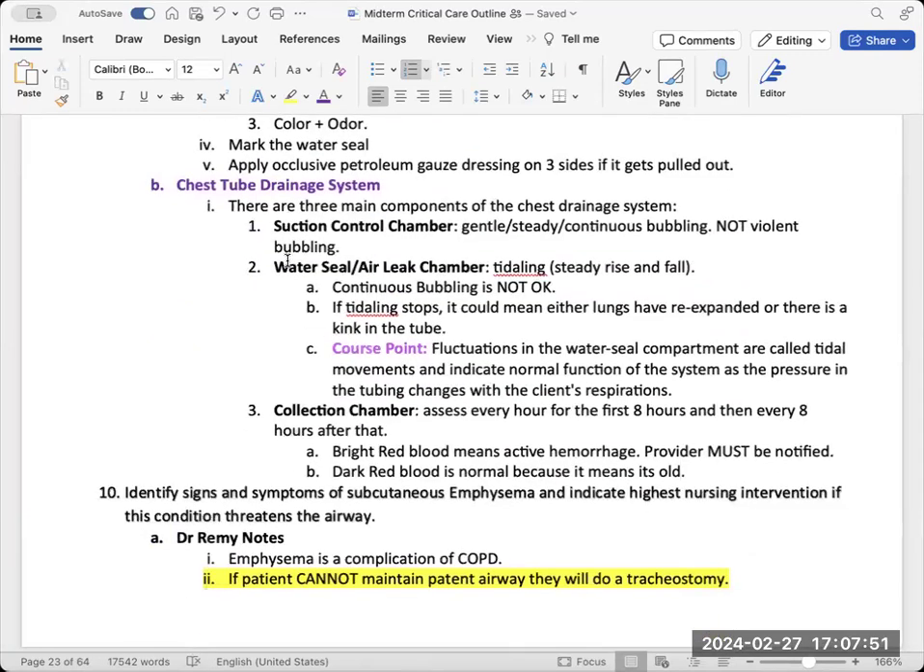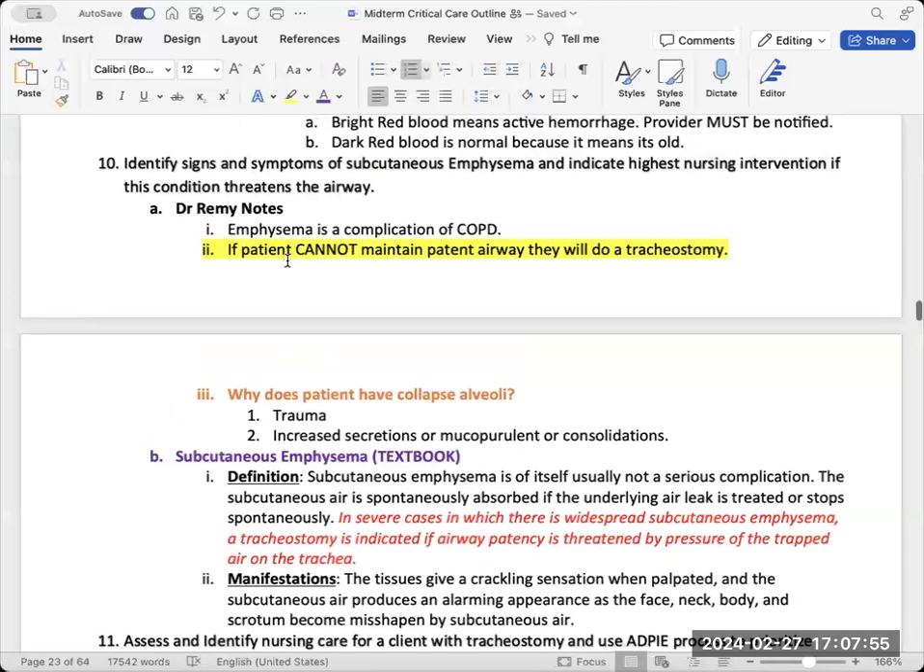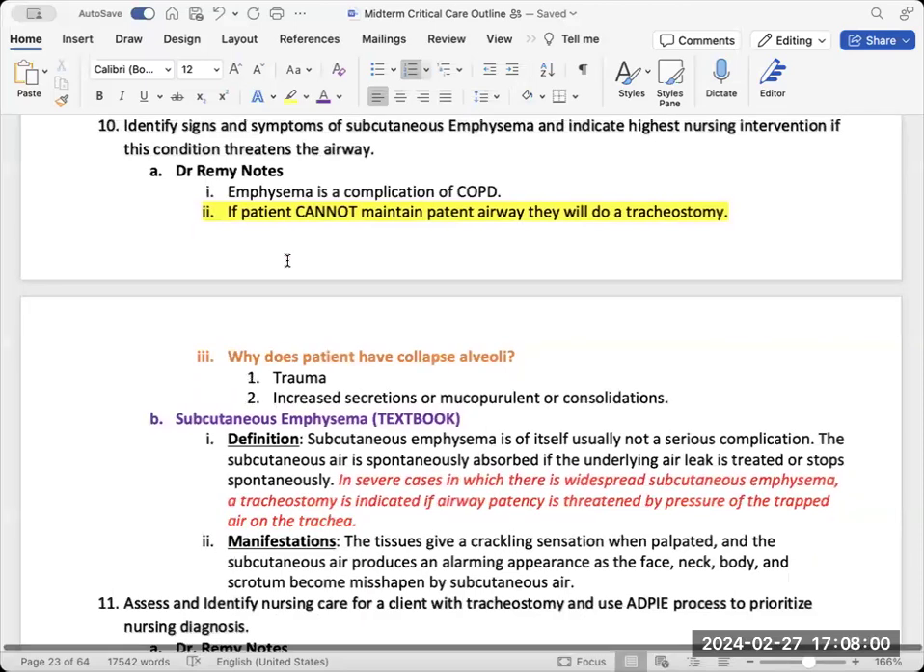Oh, I also just want to mention, I don't know if I mentioned this before, but she said, oh wait, it's coming in the next question. I'll mention it in the next question. Never mind. Okay. So the next question is to identify signs and symptoms of subcutaneous emphysema and indicate the highest nursing intervention if this condition threatens the airway.